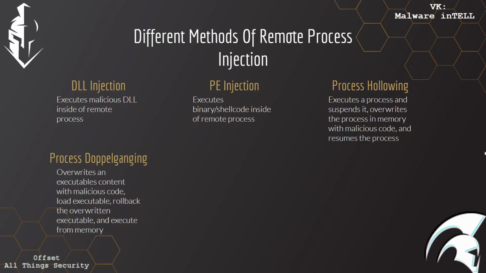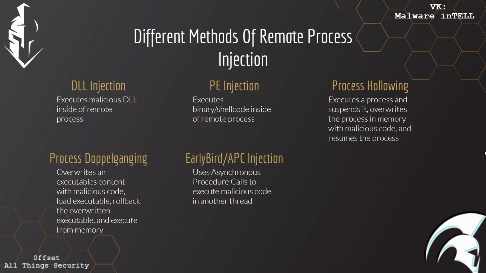Next up, we're going to be looking at process doppelganging. This will overwrite an executable's content with malicious code, load that executable into memory, roll back the overwritten executable, and then finally execute the executable from memory. If this is quite confusing, don't worry, we're going to be looking at all of these in depth, as well as reverse engineering malware that uses each of them, so don't worry, we'll get to it.